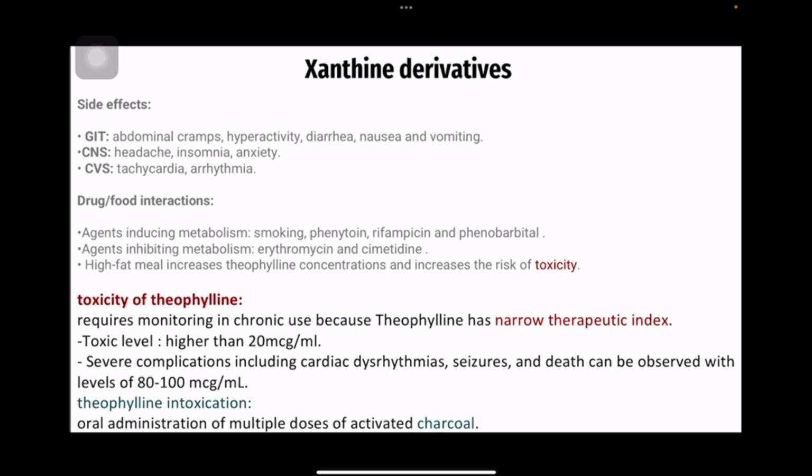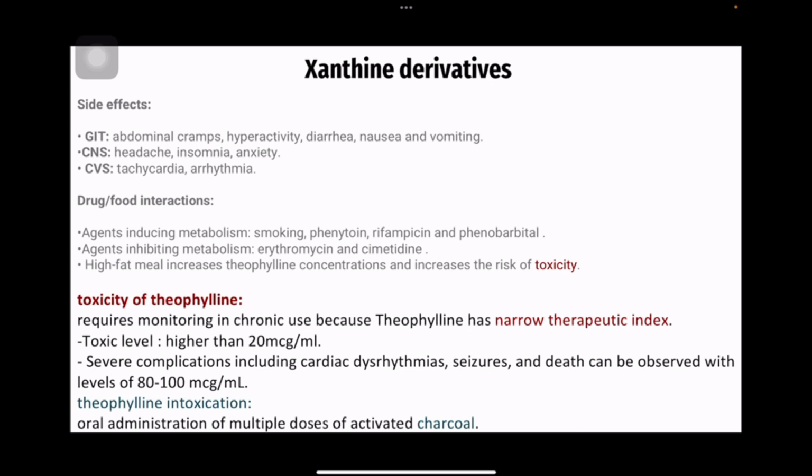What about the toxicity of theophylline? Theophylline easily causes toxicity because it has a narrow therapeutic index, so it requires monitoring in chronic use. A toxic level is higher than 20 mcg per ml, and severe complications such as cardiac arrhythmia, seizure, and death can be observed with levels over 100 mcg per ml.